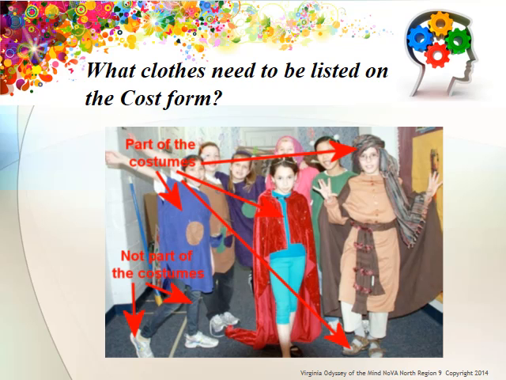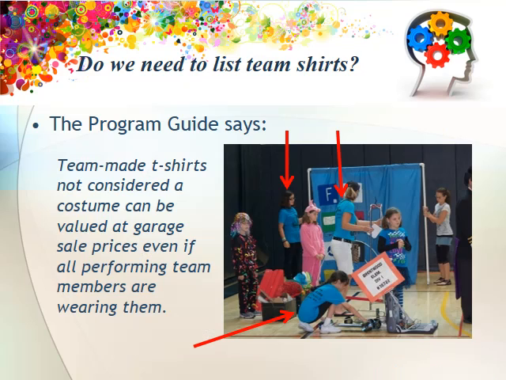What clothes need to be listed on the cost form? Any clothing that could be interpreted as part of the solution should be listed. In this picture, notice that the sandals are part of a costume, while the other team members' shoes are not. They could be wearing any shoes without impacting their character's appearance. What about team shirts? Matching shirts are a great way to show team solidarity, but if they're worn in the solution, they still need to be included in the cost form.